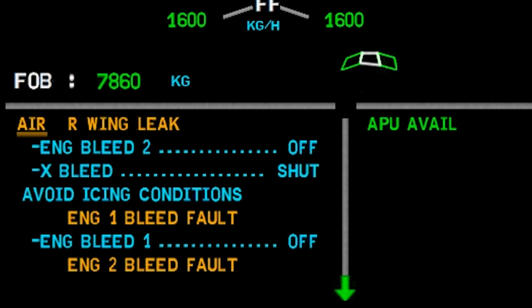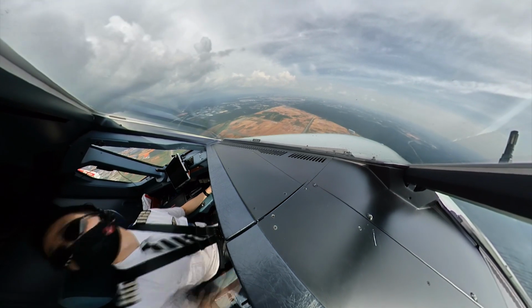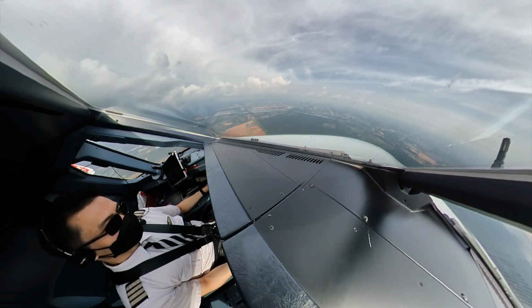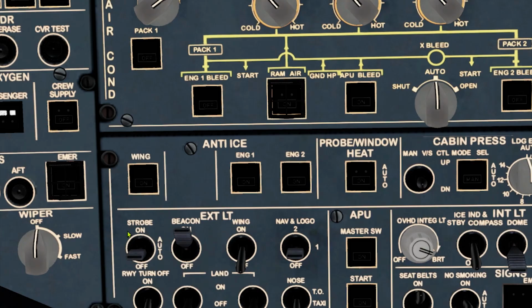Now what if right leak is subtitled with air engine bleed fault? In this case, we can try to use the APU to recover pressurization. APU start. If APU is available when we are at or below flight level 200, keep the wing NTIs off. Remember, APU bleed must not be used for wing NTIs.